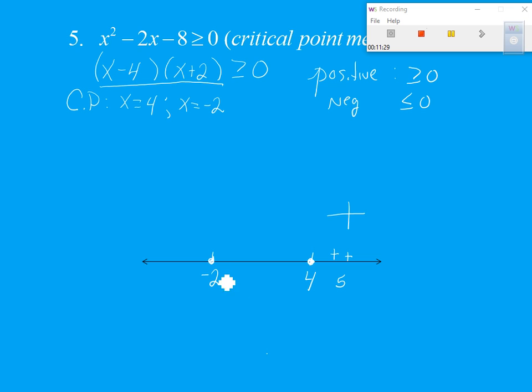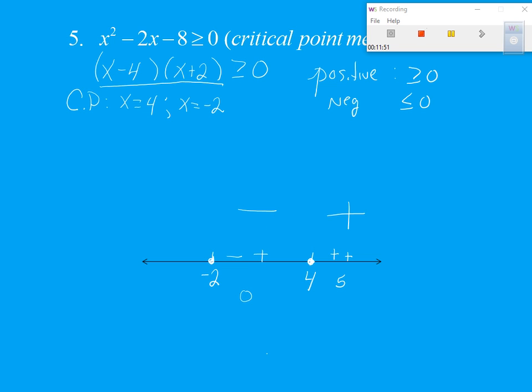Now I'm going to do the same thing for any number between negative 2 and 4. Well, anytime 0 shows up, that's what I like to use. So 0 minus 4 is negative. 0 plus 2 is positive. A positive times a negative is a negative.